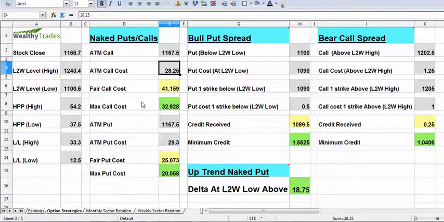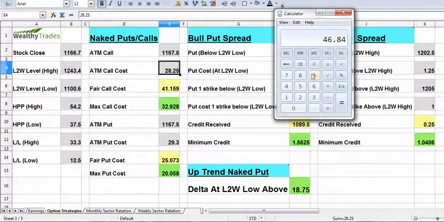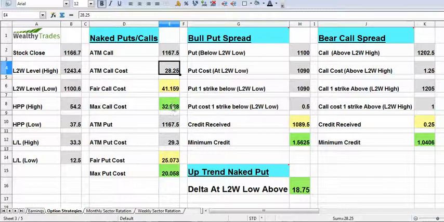It's a good trade. Target should be the distance between the upside high, which is 1243.44, and 1167.50. My target's going to be $75.94. Again, like I said, I'm risking $28.25 to make $47.69. It's a great trade, and the spreadsheet does it all for me. I know it's undervalued, and it does it all for me.